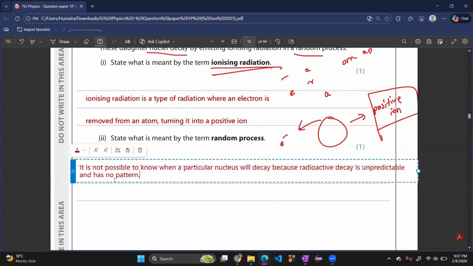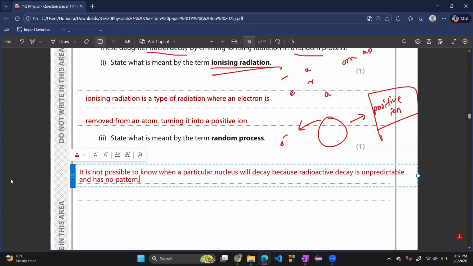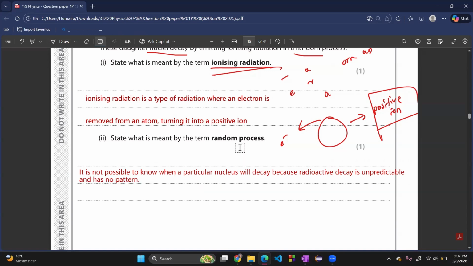So we can write here that it is not possible to know when a particular nucleus will decay because radioactive decay is unpredictable and has no pattern. Having no pattern means that something is random. I hope this makes sense.